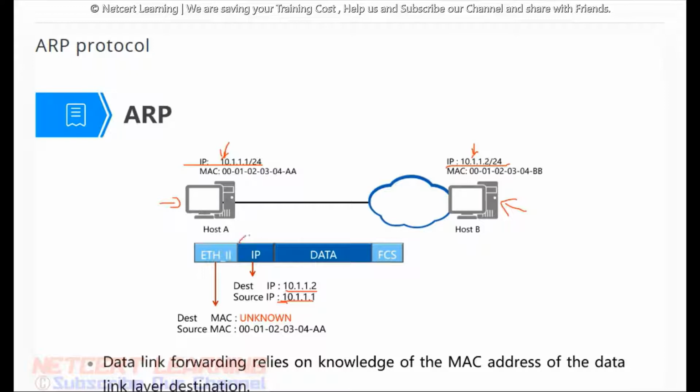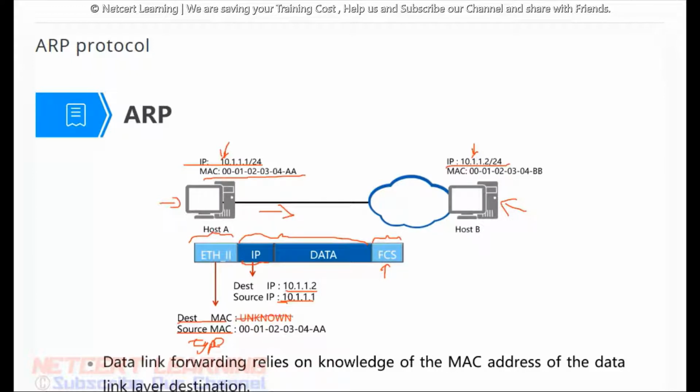But when this IP packet is sent out to the network, it must be encapsulated with a layer 2 frame. In the layer 2 frame, the FCS is calculated from the content, and the Ether2 header has the source MAC address, the destination MAC address, and of course the type. The type is decided by the packet inside this frame. The source MAC address is just the MAC address of itself.